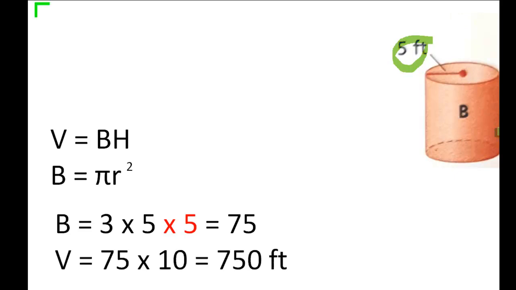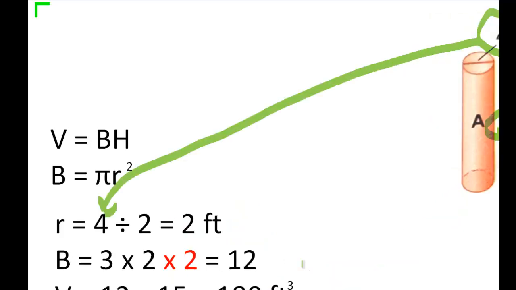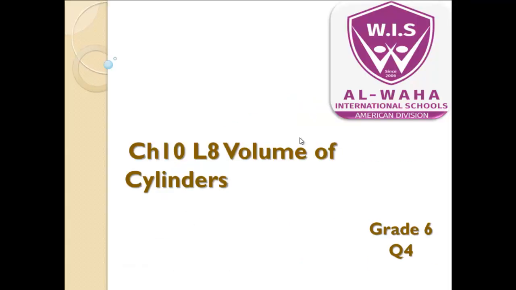Now volume will be B, that equals 75 multiplies 10, the height. So this will equal 750 feet cubed. Don't forget the unit. So now, which volume is the biggest one? This one is 750 feet cubed and this one is 180 feet cubed. So which one is the biggest? B is the biggest volume.